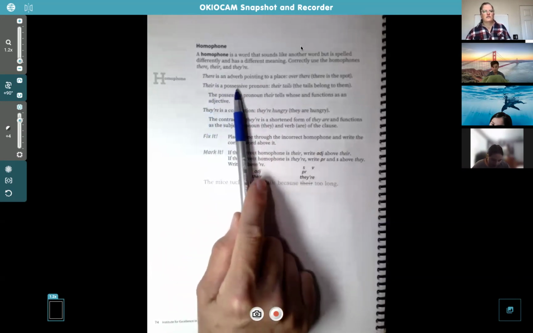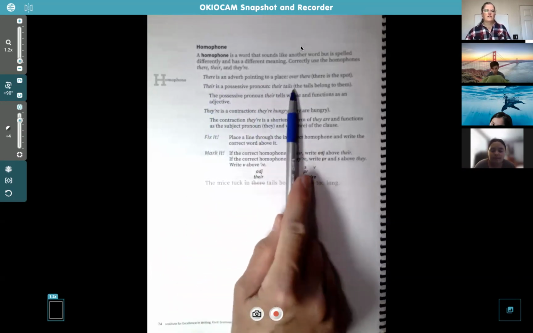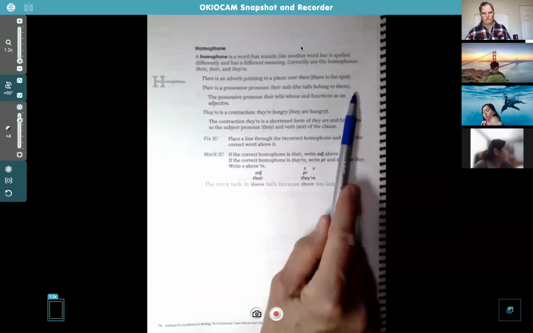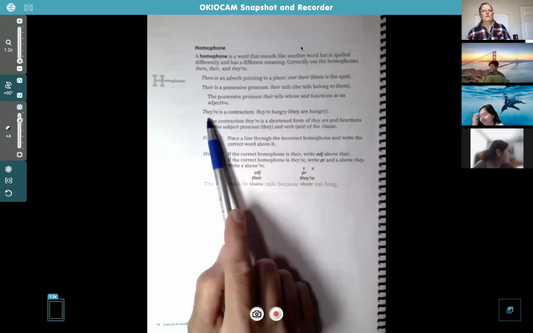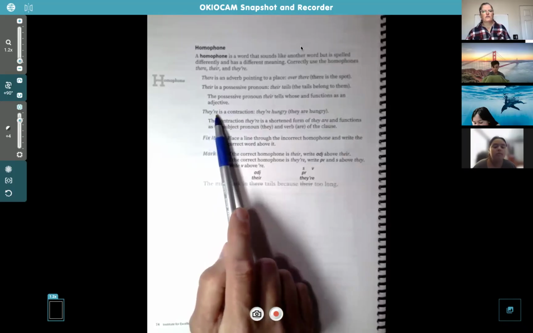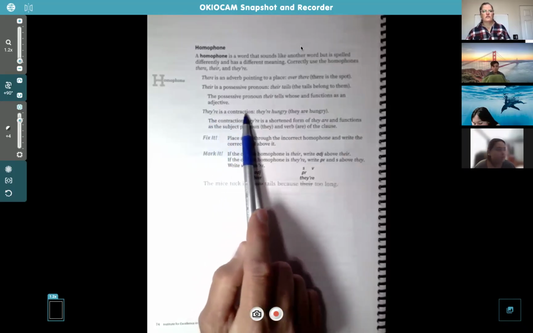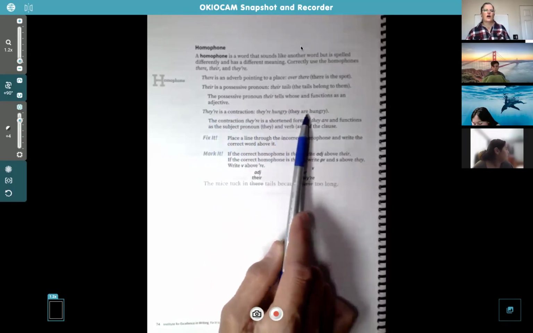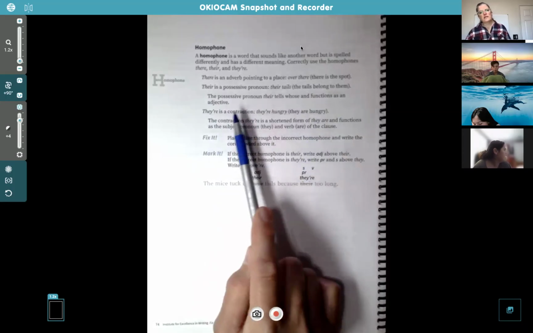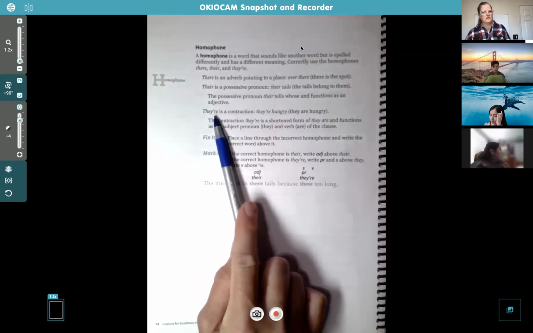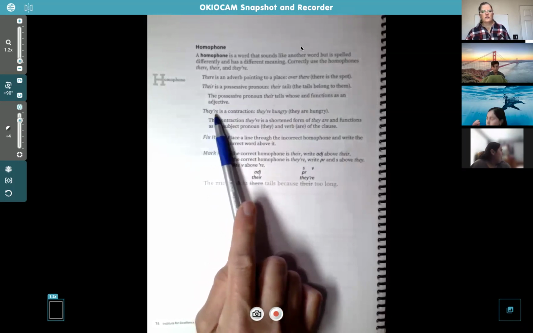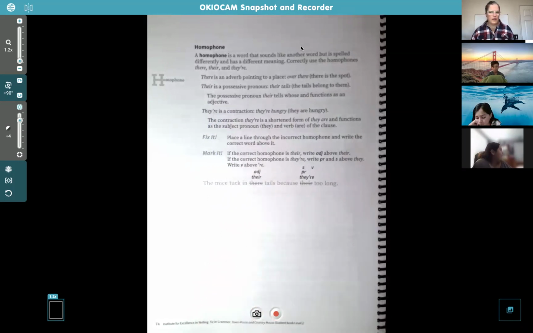And then we have THEIR. That's called a possessive pronoun. Their tails. That means the tails belong to them. So they belong to more than one mouse, their tails. And then here we have there with an apostrophe. They are is a contraction. They're hungry. They are hungry. And that one's kind of easy to remember because you see the apostrophe. Remember that's in place of a letter, and the letter is A because originally it was they are and they made it into they're.